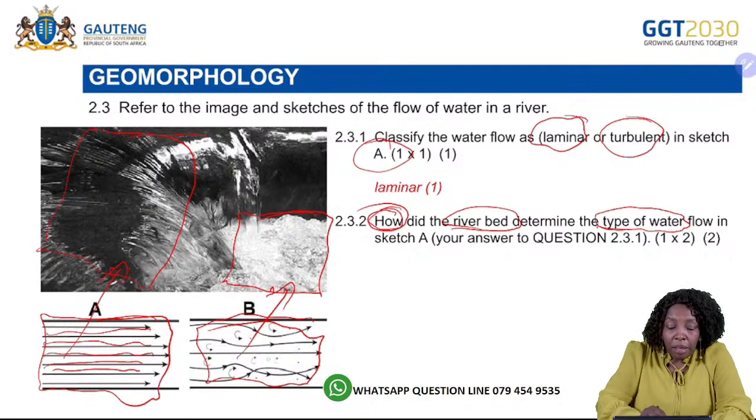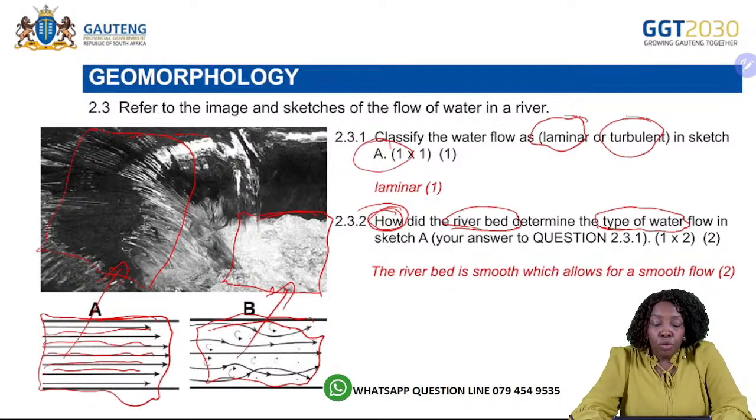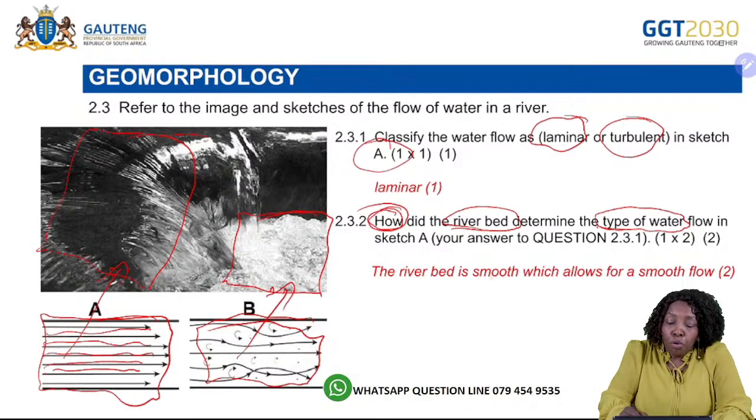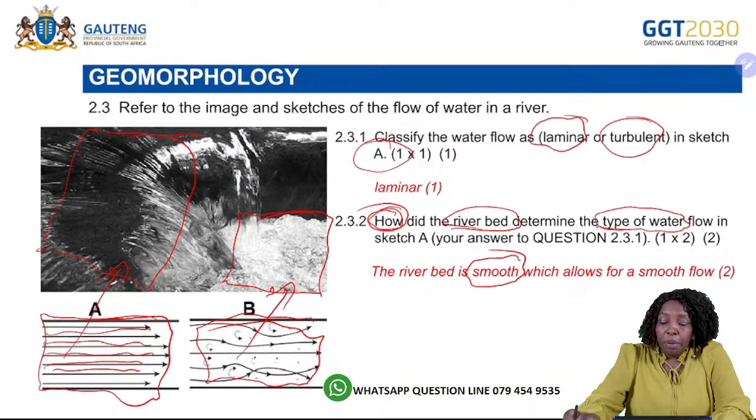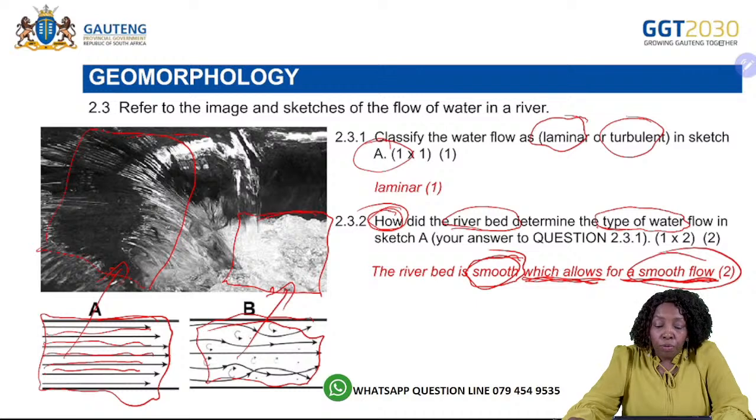How did the surface over which this water is flowing determine the type of flow that we see there? In your answer, you should mention that the riverbed is smooth. I have mentioned that the riverbed is smooth, which allows, so can you see the how part now where we are explaining how the riverbed has an influence on the flow, which allows the water to have a smooth flow? So it is smooth, therefore it allows water to have a smooth flow, right?